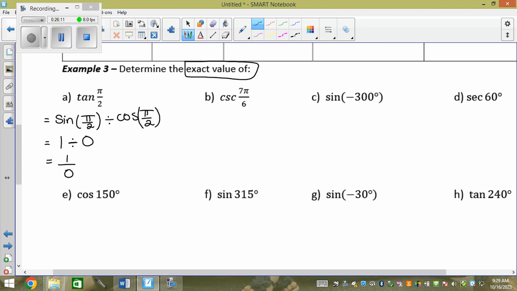What happens when we divide by 0? Error. Error is what your calculator is going to say. So you're going to say undefined. So what actually happens at tan of pi over 2, you get an asymptote. It's one of those dashed lines. It's a line that doesn't exist.